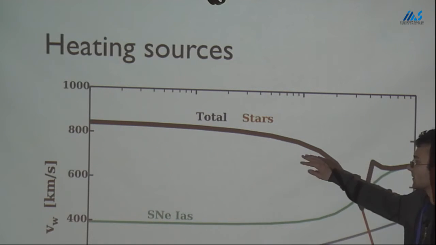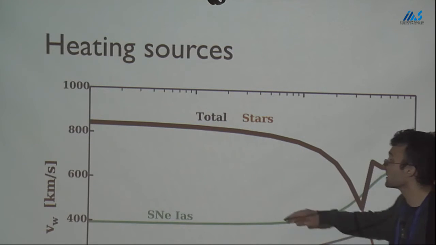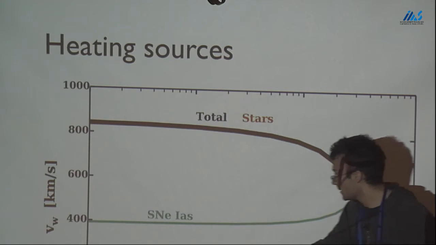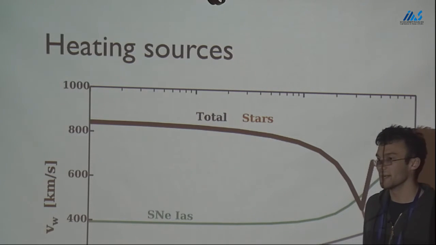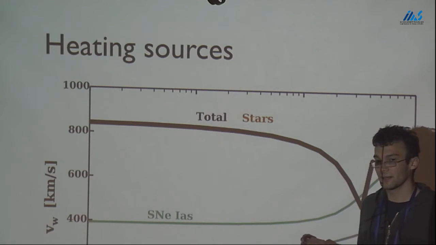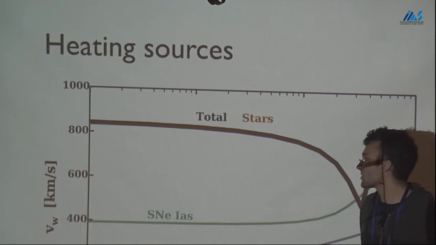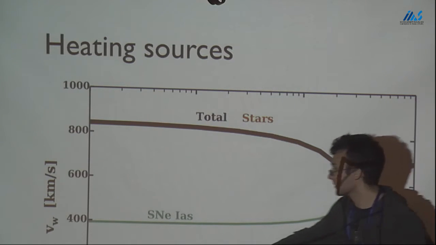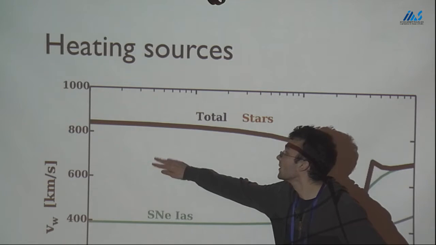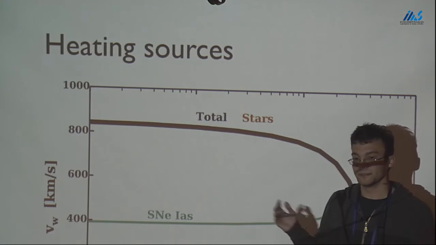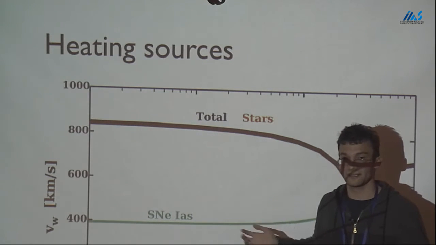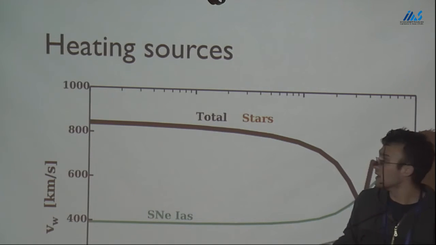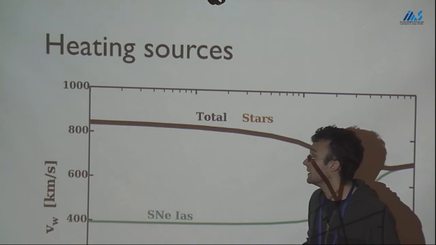And so just to explain a little bit of what's going on here, for each black hole mass, I've taken an appropriate halo average star formation history, and at the low black hole masses, you have sufficient star formation to produce a significant number of young stars and provide a significant heating rate.